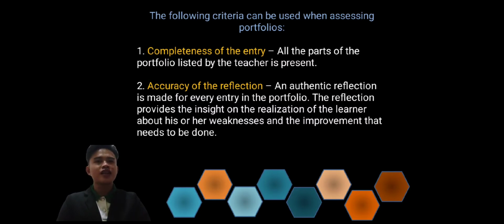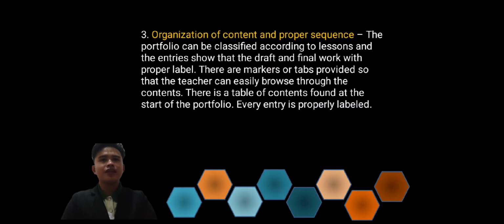Next, accuracy of the reflection. So an authentic reflection is made for every entry in the portfolio. The reflection provides the insight on the realization of the learner about his or her weaknesses and improvement that needs to be done. Number 3, organization of content and proper sequence. So the portfolio is classified according to the lessons and the entries are with labels.